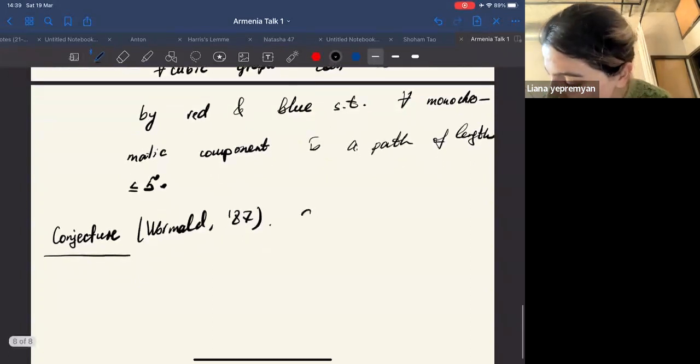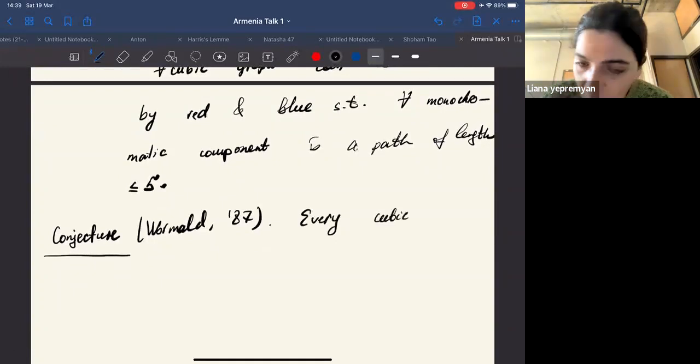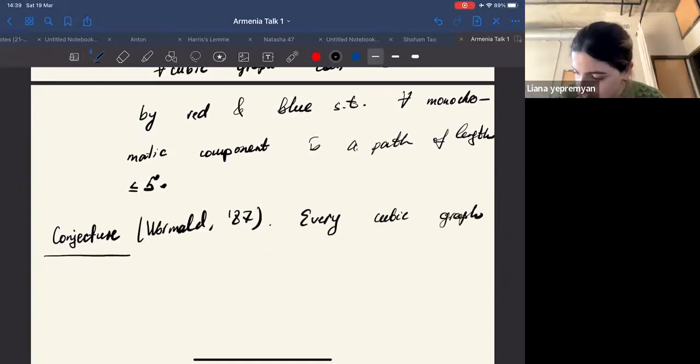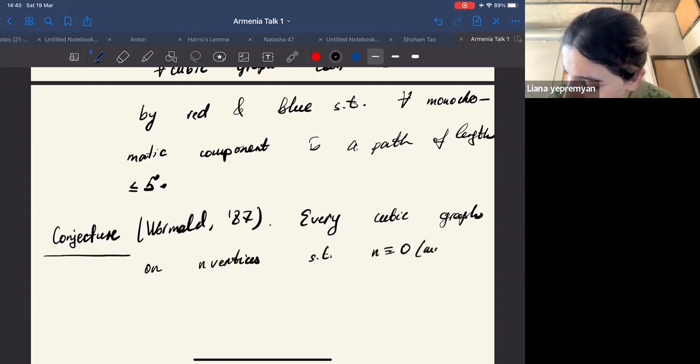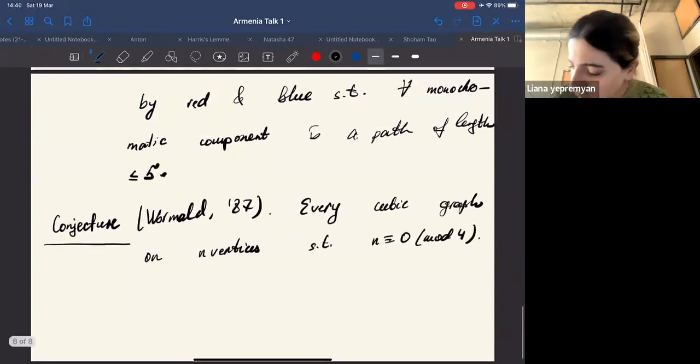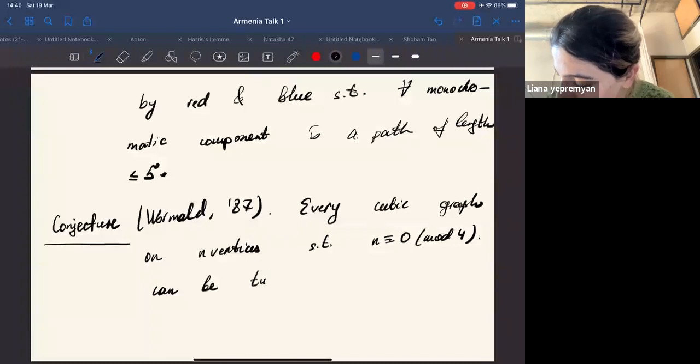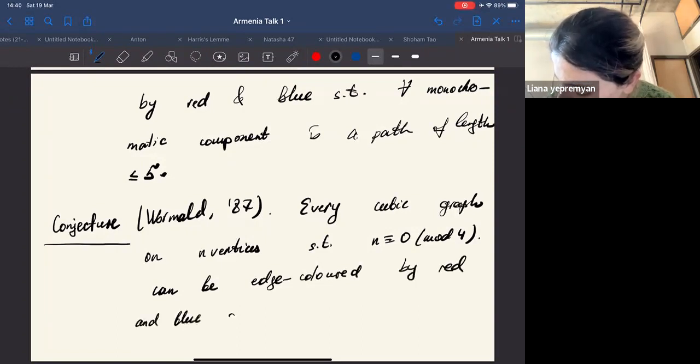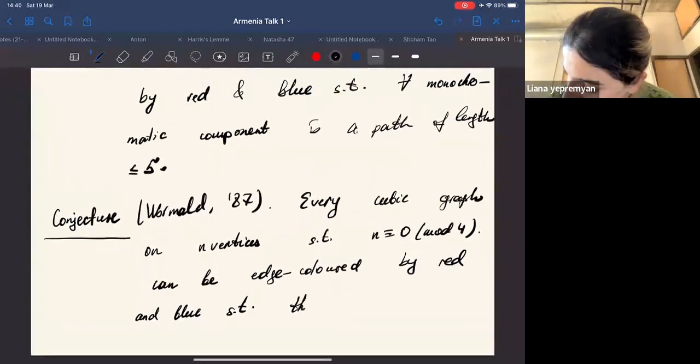The conjecture says every cubic graph on n vertices, such that n is 0 mod 4, so it's divisible by 4, can be edge colored by red and blue, such that the red and blue graphs are isomorphic.